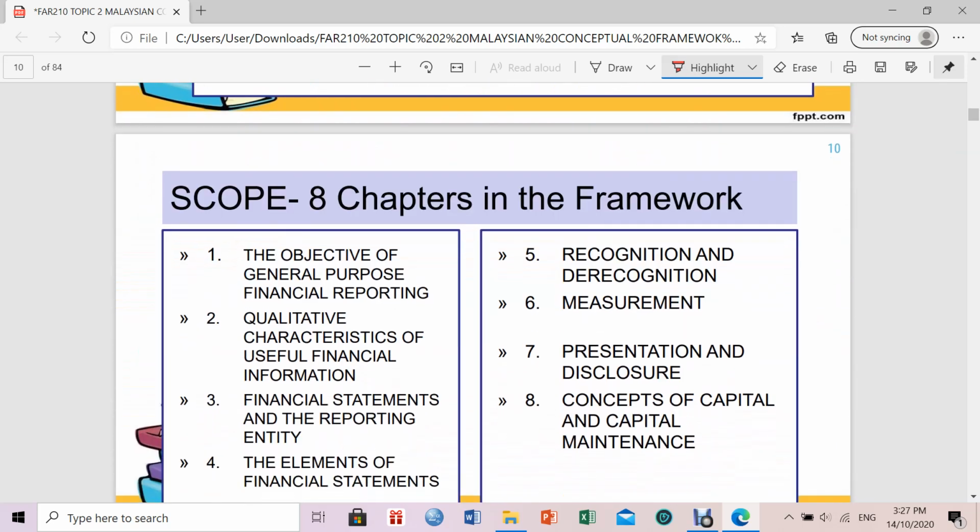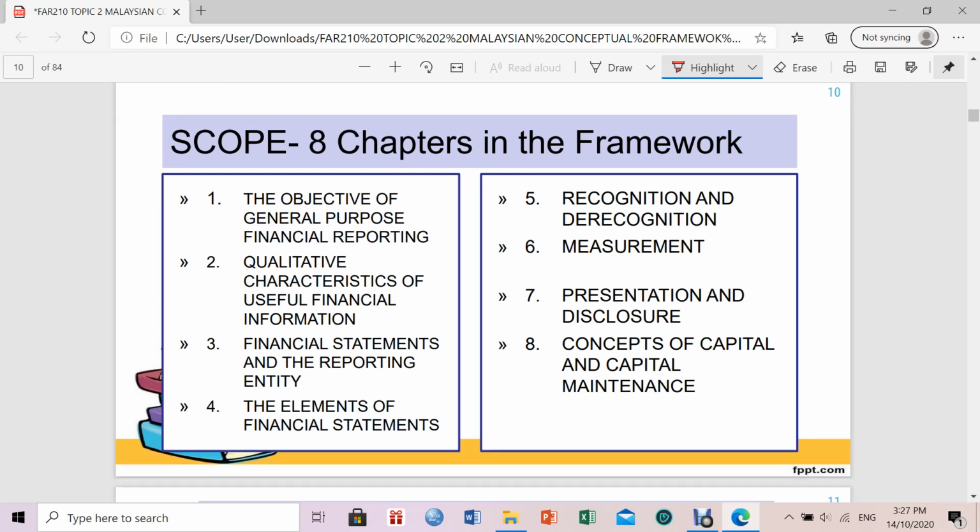All right, now we want to discuss the eight chapters in the conceptual framework. So this is based on our local conceptual framework by MASB. So basically, there are eight chapters. Number one is objective of general purpose financial reporting. Number two, qualitative characteristics of useful financial information. The third one is financial statements and the reporting entity. Number four, the elements of financial statements. Number five, recognition and derecognition. Number six, about measurement. Number seven, presentation and disclosure. And number eight, regarding concept of capital and capital maintenance.